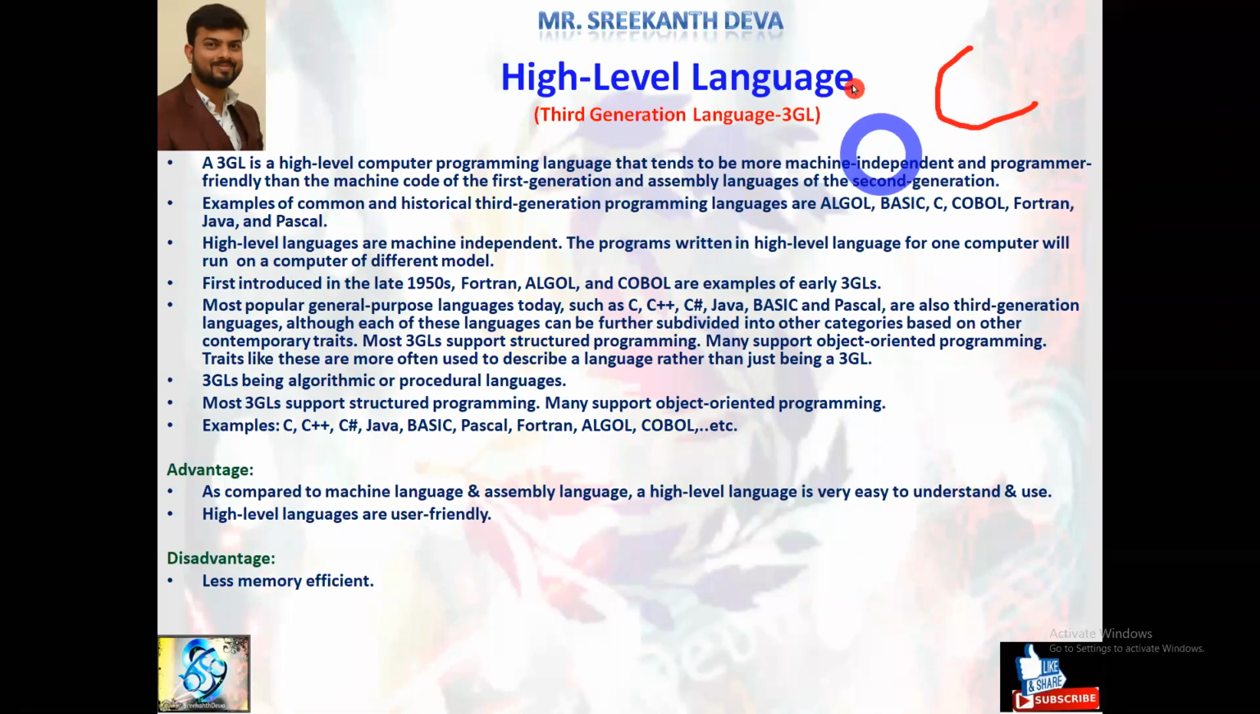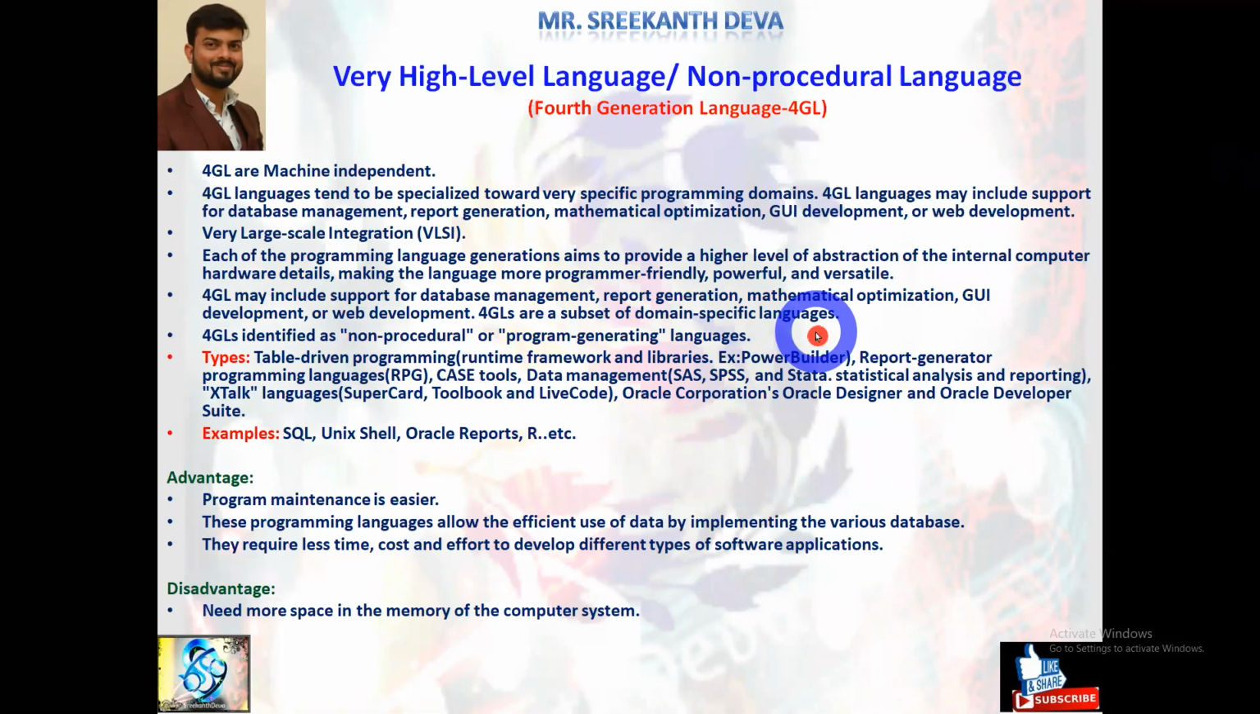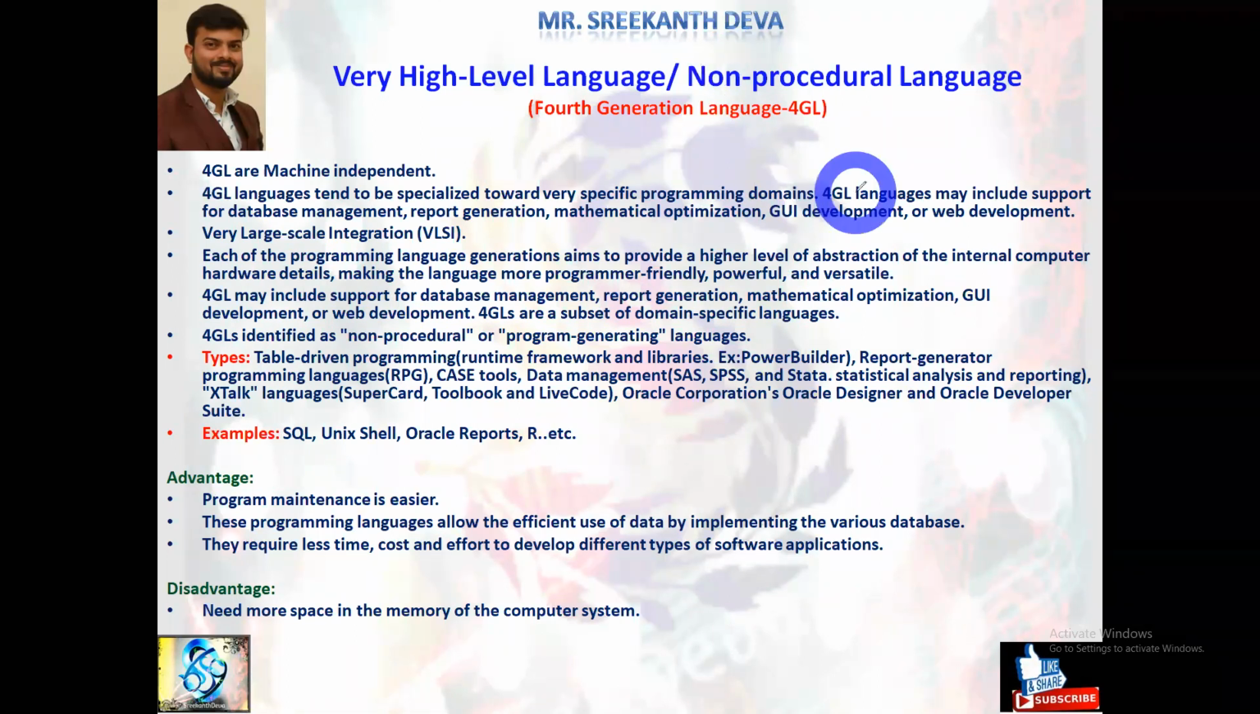Machine independent language. These are the points you need to remember about C language. Next, the fourth generation language is called a very high level language or non-procedural language. Non-procedural language is called what? Fourth generation languages. These fourth generation languages are the easiest programming languages available today.